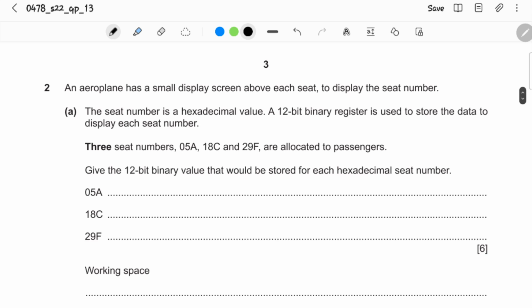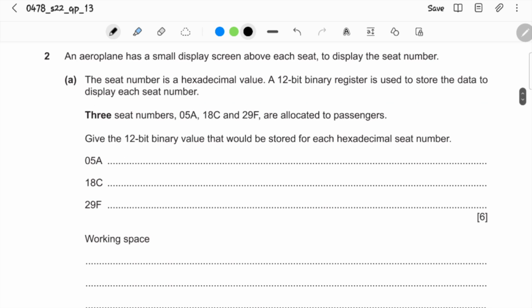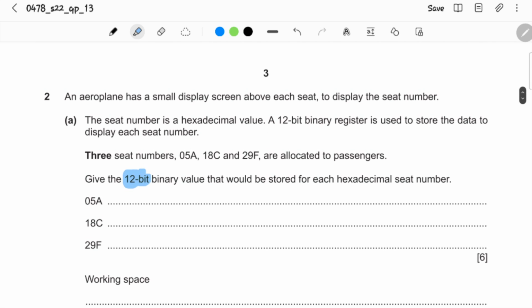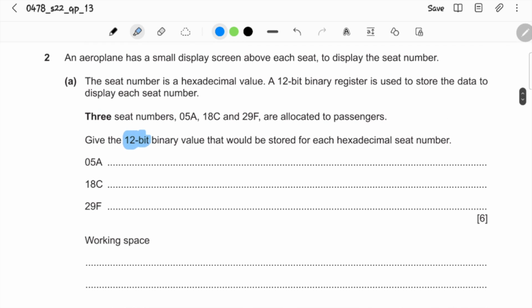Okay, conversions. You see, there always has to be conversions. So we have to give a 12-bit. People will practice 8-bit and just say, oh, I'm gonna do well in this paper. And then they realize once they get the paper, it's 12-bit. So 12-bit means 12 values. Do not write 8 values. 12 literal values.